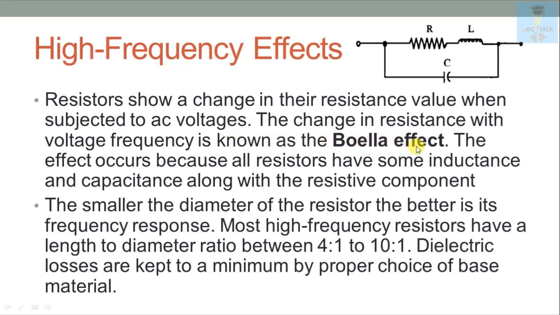Why does this effect occur? Because all resistors have some inductance and some capacitance along with the resistive component. Because of this, when an AC voltage is applied across it, the inductor and capacitor will store magnetic and electrical energies. That's why the high frequency effect occurs. That's why the smaller the diameter of the resistor, the better the frequency response. If the length of a resistor is 4 centimeters, then the diameter should be 1.